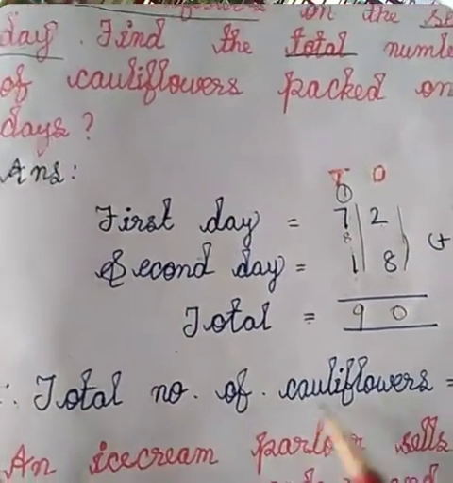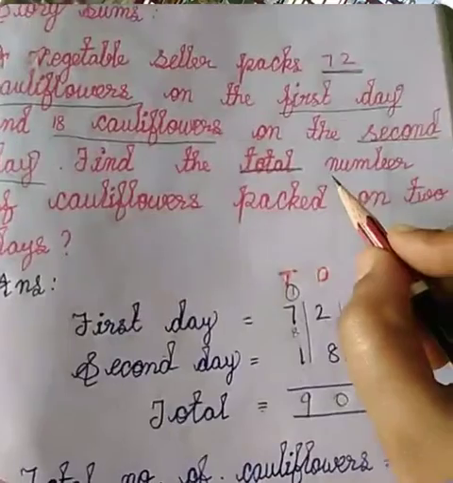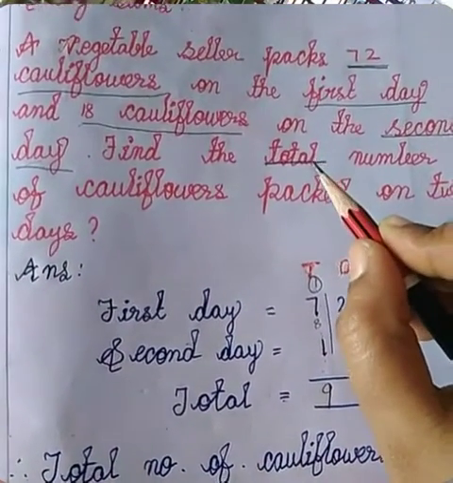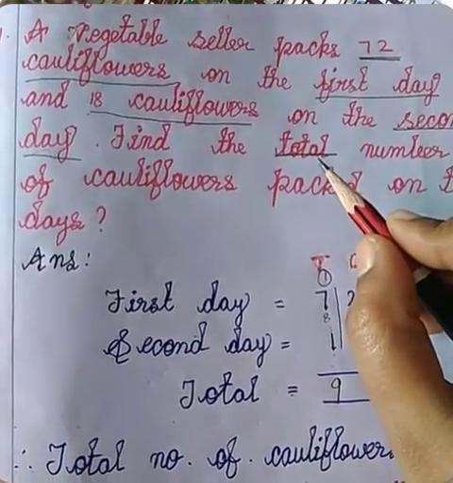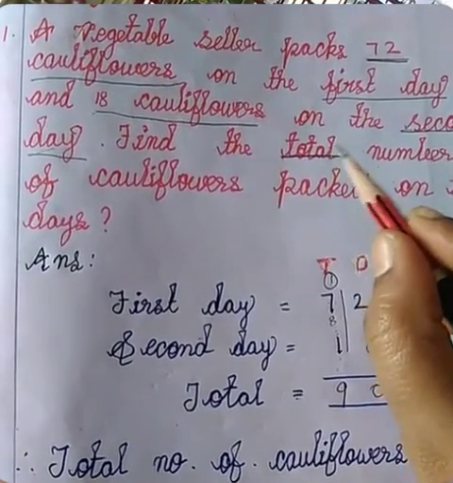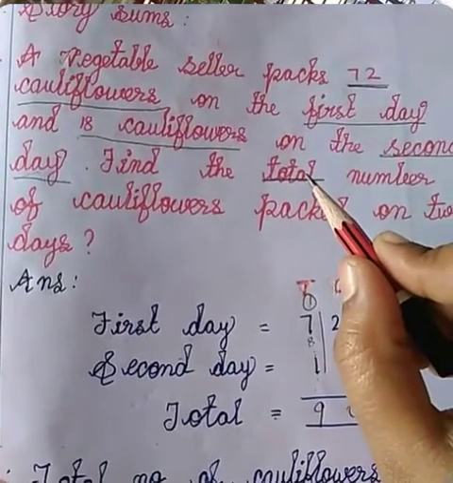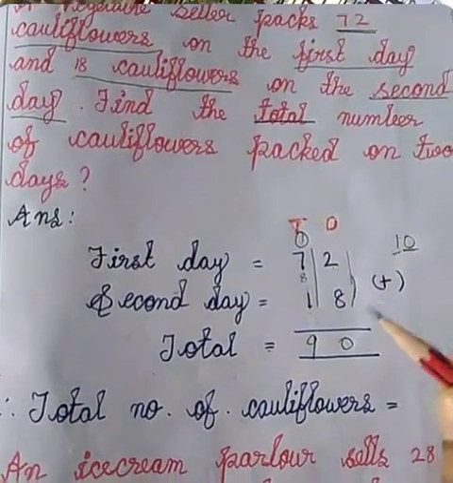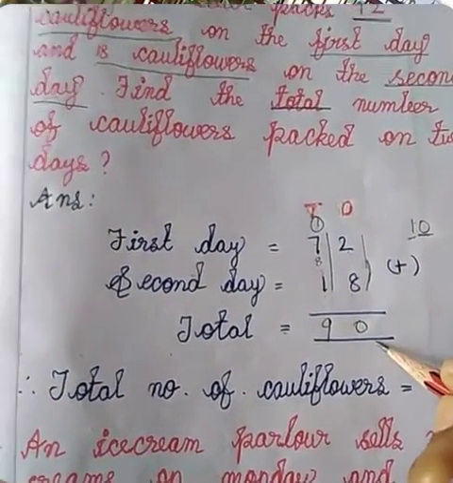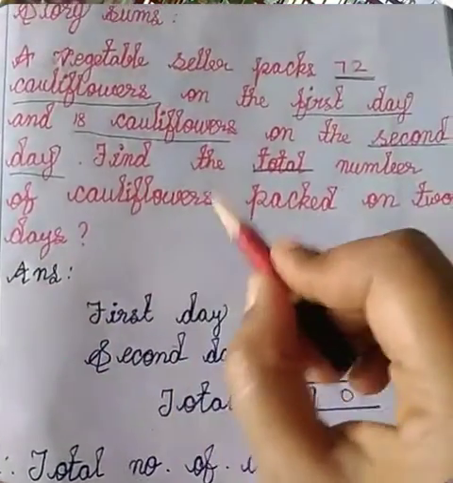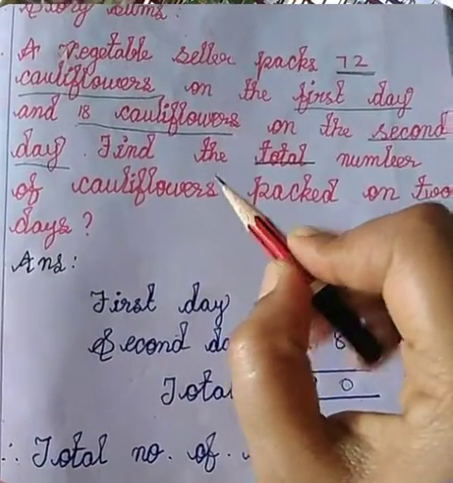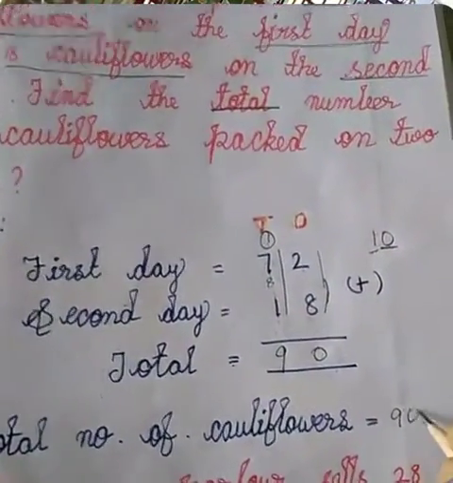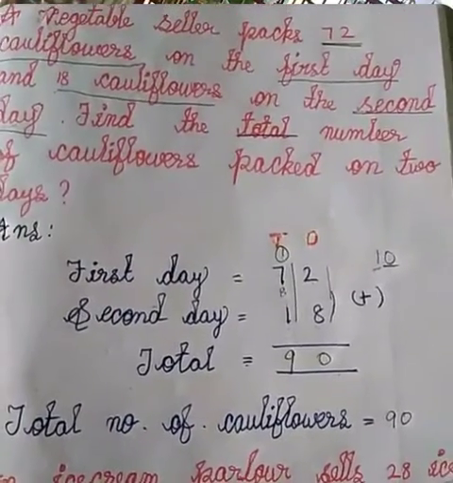So total number of cauliflowers. In the question they are asking how many in total. These two words are the clue for addition. They mean you are going to add the two numbers, and we get the total. The total is 90. So in the 2 days there are 90 cauliflowers packed by the vegetable seller. So the answer is 90. Okay, this is the story sum.